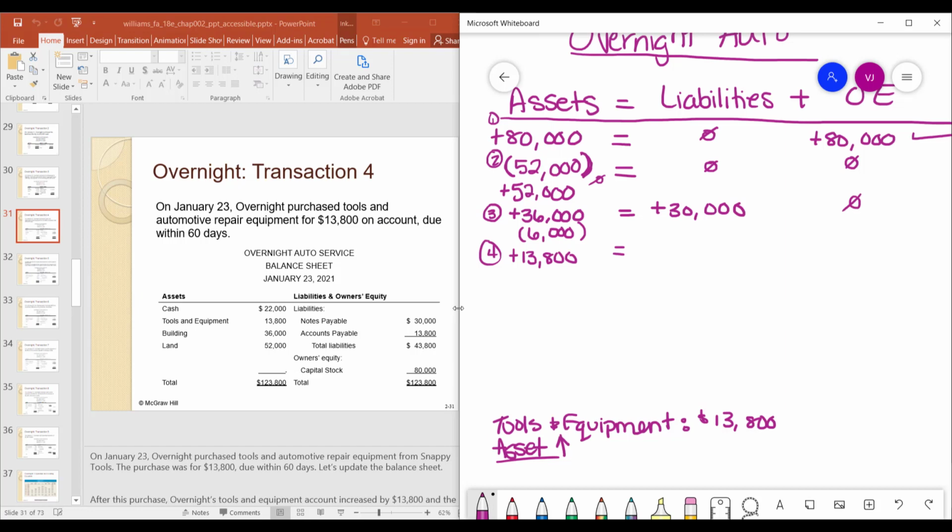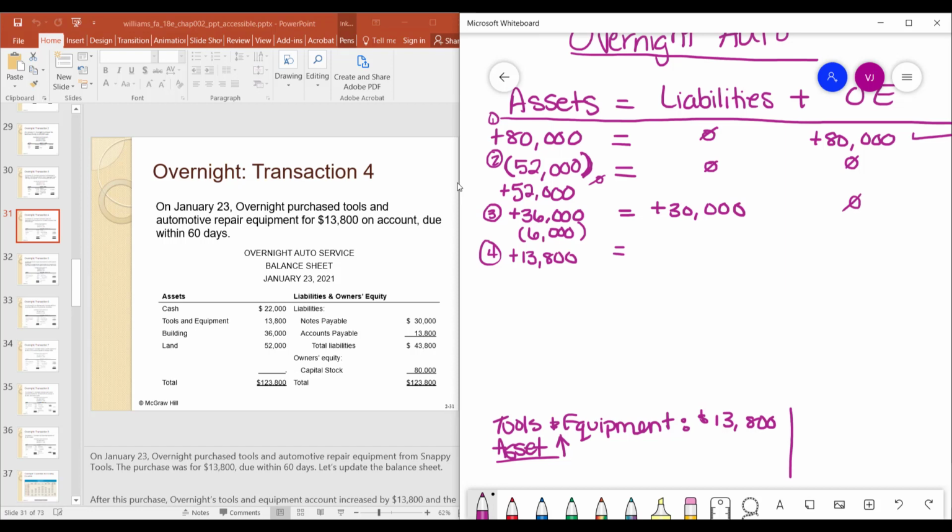That simply means I'm not paying for it in cash at all. I'm not even putting part of it down in cash, right? If you buy something on account, you're basically taking out a loan. You're getting to pay for it later. And when is this $13,800 due? It's due within 60 days. So anytime that you owe money that needs to be paid back, is it an asset, a liability, or owner's equity? It's considered a liability.